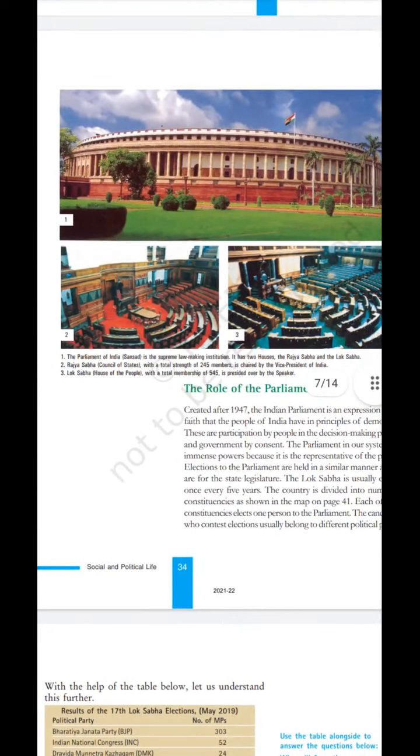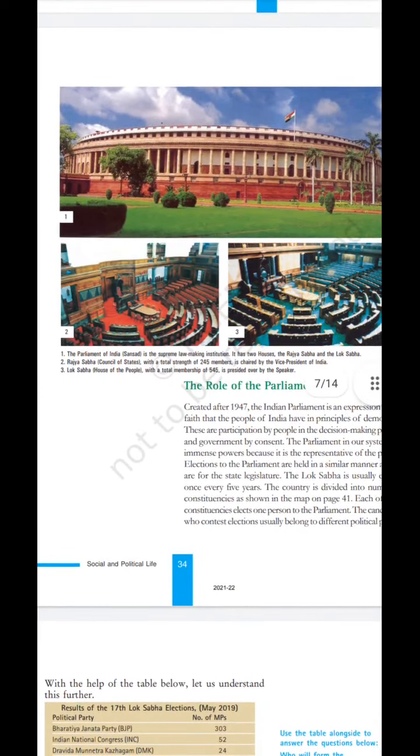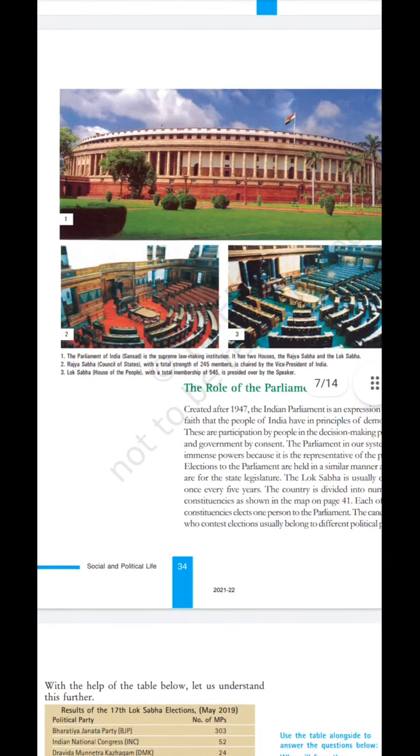Take a look at these images. The Parliament of India, Sansad, is the supreme lawmaking institution. It has 2 houses, the Rajya Sabha and the Lok Sabha. Rajya Sabha, Council of States, with a total strength of 245 members, is chaired by the Vice President of India. Lok Sabha, House of the People, with a total membership of 545, is presided over by the Speaker.